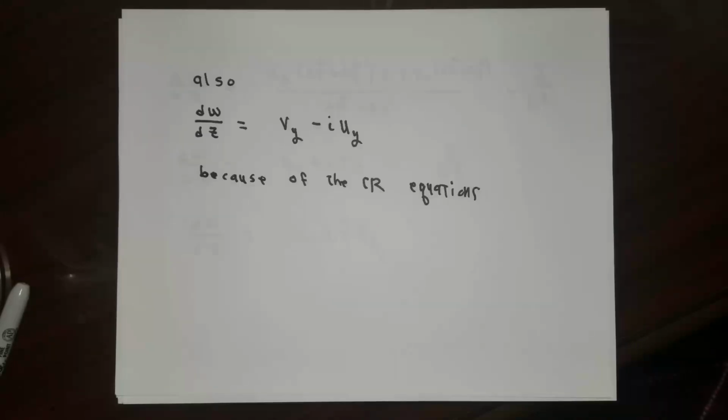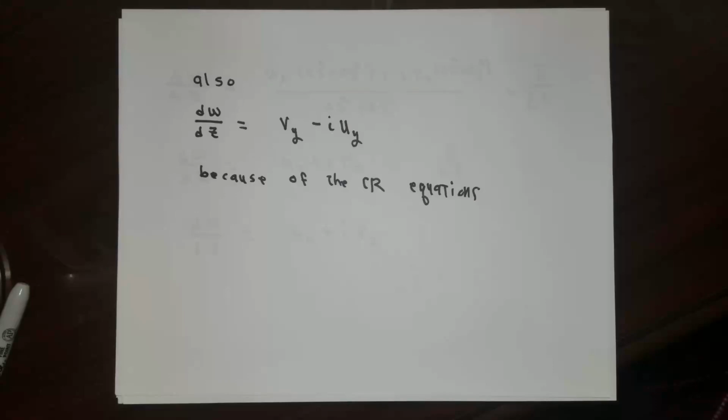Also, because of the Cauchy-Riemann equations, u sub x is the same thing as v sub y, and u sub y is the negative of v sub x. So we could write our result in this form if we felt like it.